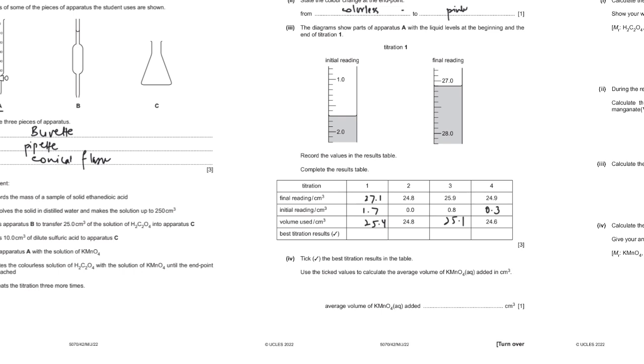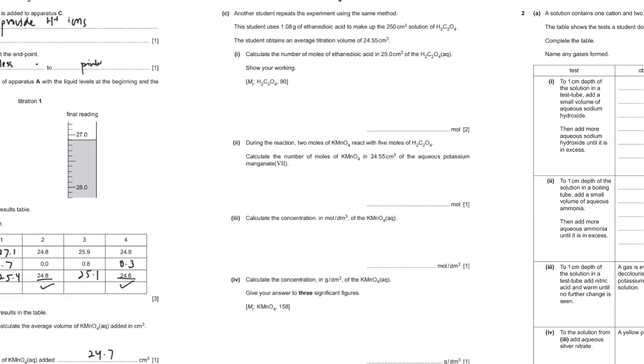Now take the best titration results in the table. Best titration results will be those which are closest to each other. So which one is the closest? You have 25.4, 24.8, 25.1 and 24.6. So 24.8 and 24.6 are actually the closest. So you will take these two and use the tick values to calculate the average volume. Now you'll have to calculate the average volume, which will be 24.7. We'll just add them together and divide it by 2.